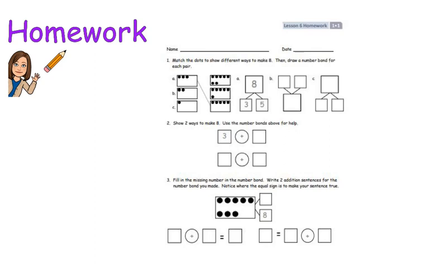So you're going to do some homework pages now. I'll go over the directions and you can solve the problems, okay? So the directions for number 1. Match the dots to show different ways to make 8. That's just like what we just did. Then draw a number bond for each pair.